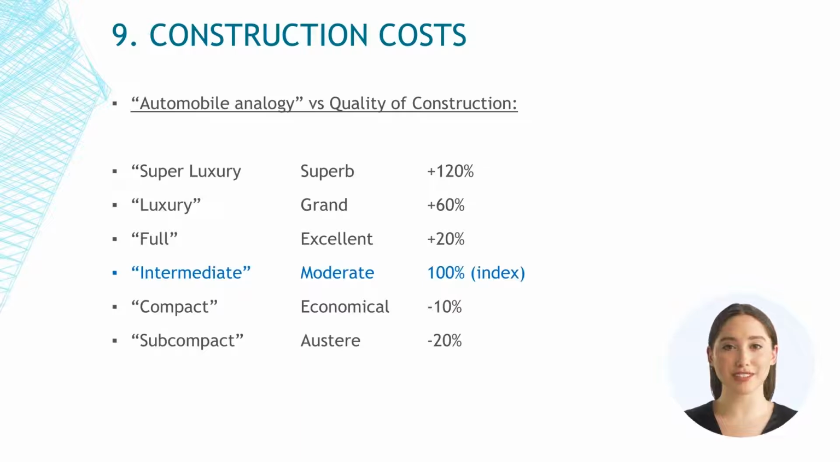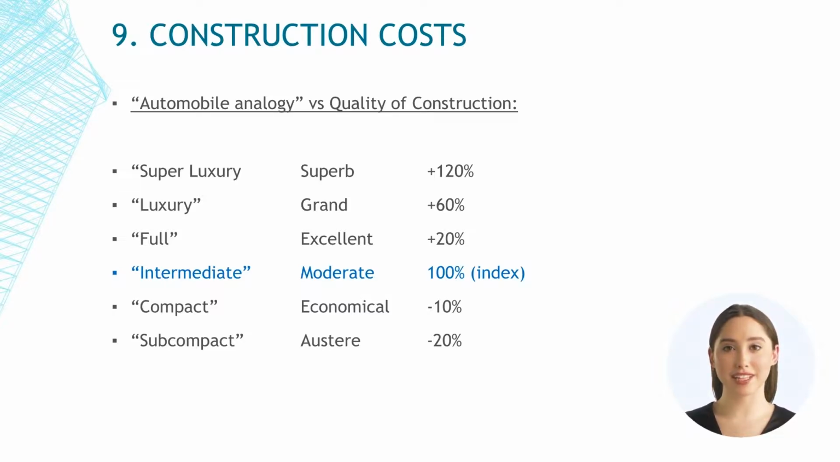Building construction costs are not standardized or uniform per square foot of area, which means they can vary considerably with construction quality. Let's take a look at an automobile analogy versus the quality of construction. 1. A super luxury automobile is like a superb building with a 120% premium. 2. A luxury automobile is like a grand building with a 60% premium. 3. A full-size automobile is like an excellent building with a 20% premium.